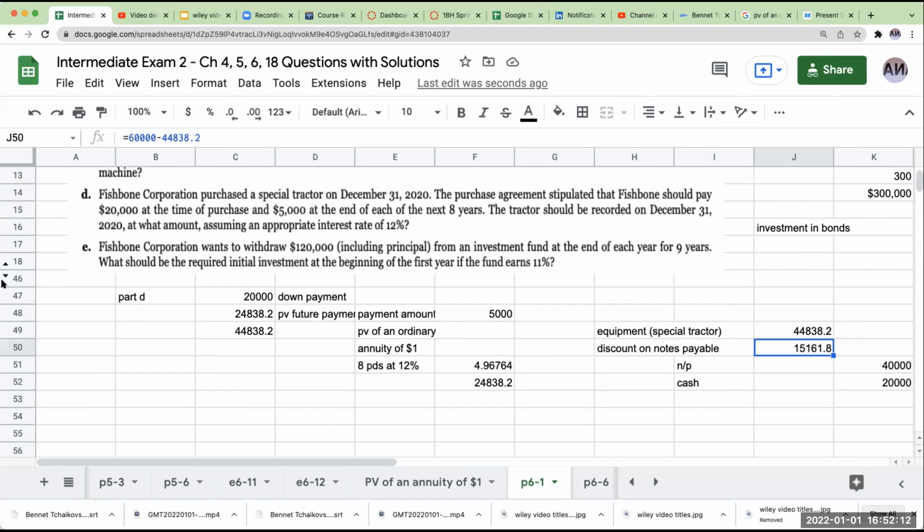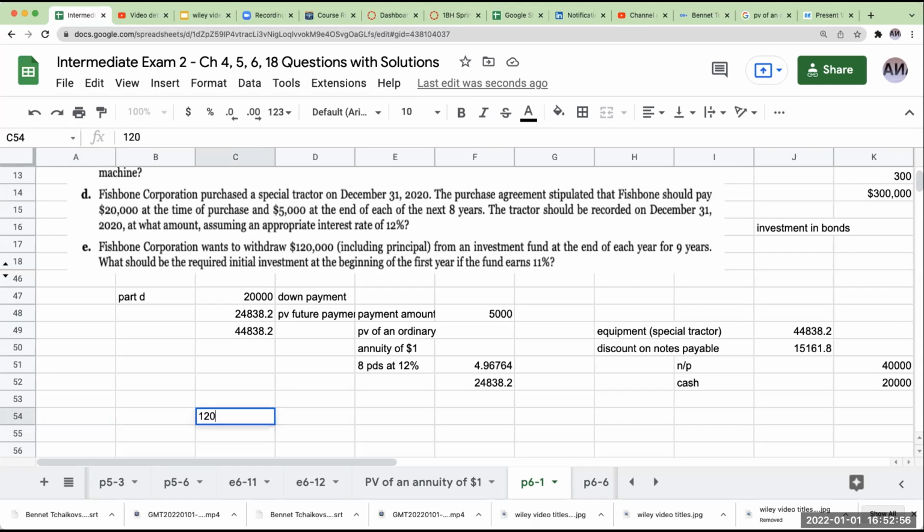Okay, so letter E. I want to withdraw 120,000 from an investment fund at the end of each year for 9 years. What would be the required initial investment at the beginning of the first year if the fund earns 11%? Okay, let's just think about this one. This is kind of a funky one.